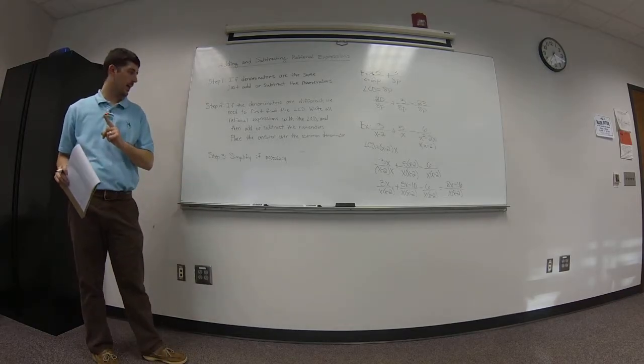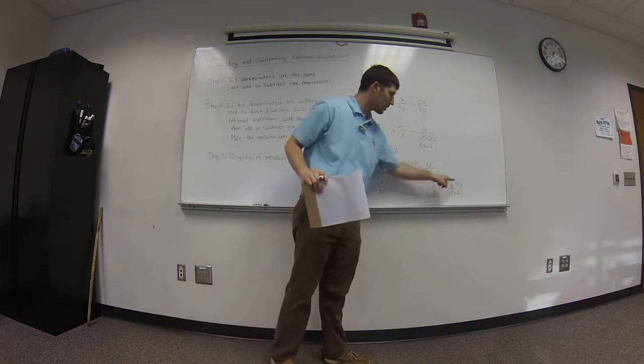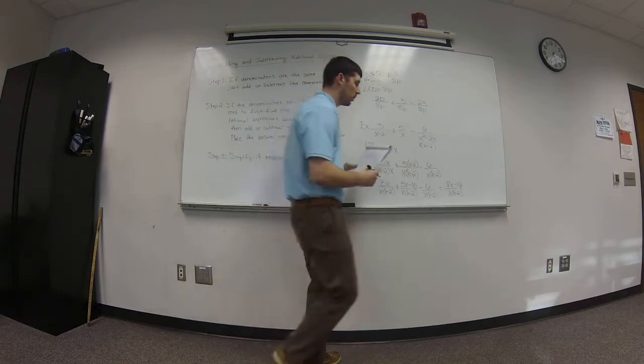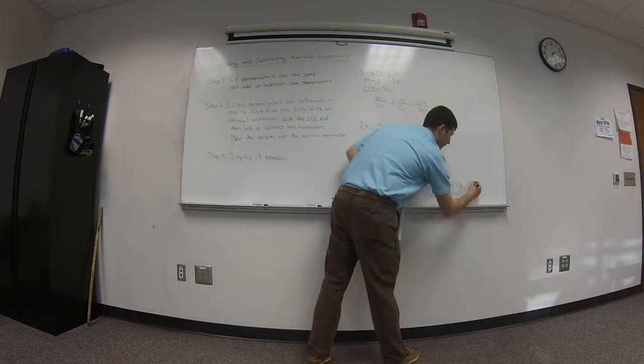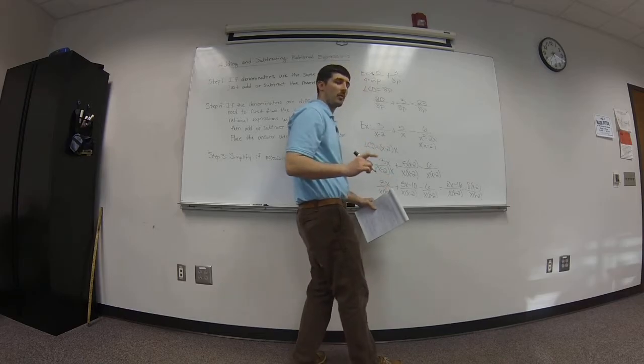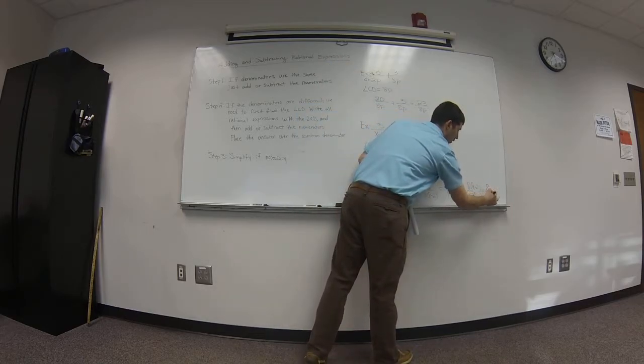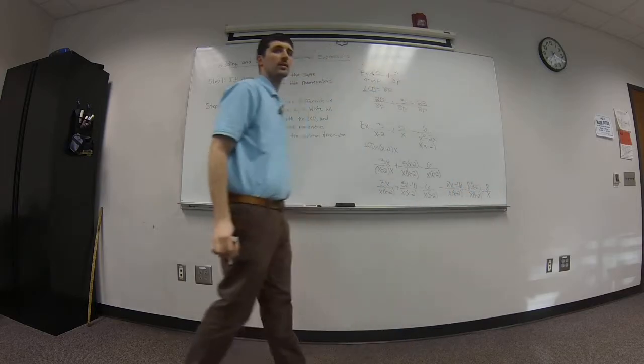And now we need to check to see if we can simplify this. Well, if we notice up top, it looks like they have an 8 in common. So let's pull out an 8. That's going to give me 8 times x minus 2 over x times x minus 2. We do have a common factor. The x minus 2's cancel, and we're left with 8 over x as our final answer.